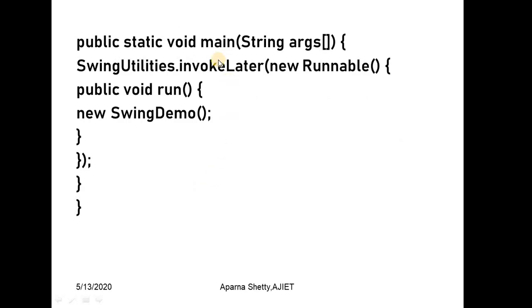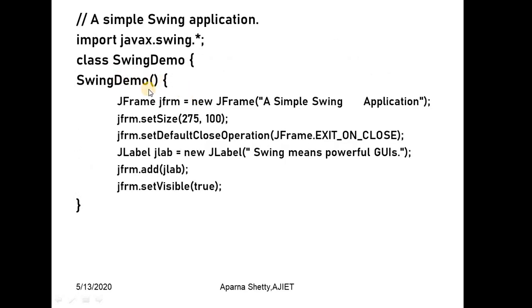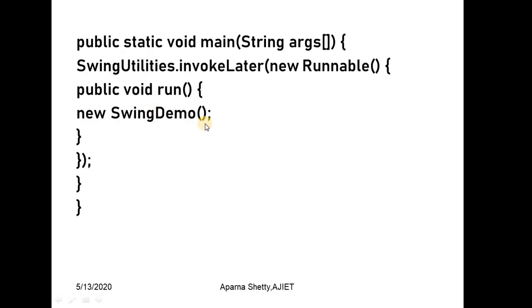See the main method here. Inside the main method we have called SwingUtilities.invokeLater with a new Runnable. Within that new Runnable we are defining the run method, and then we are creating a new SwingDemo object. SwingDemo is this constructor, so here we are creating a SwingDemo object.